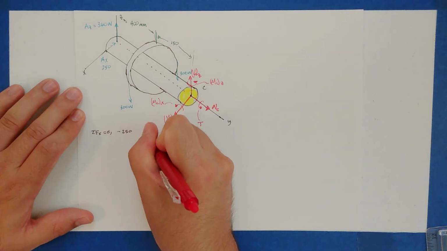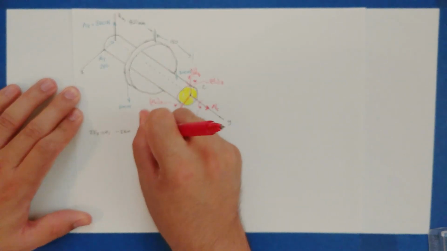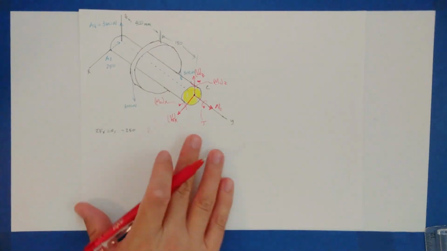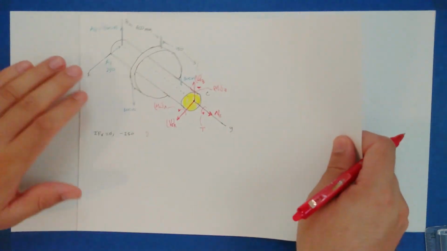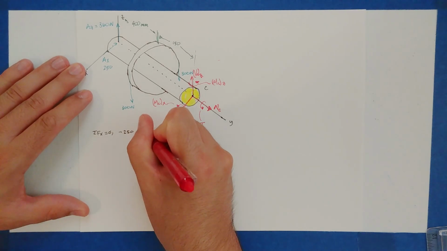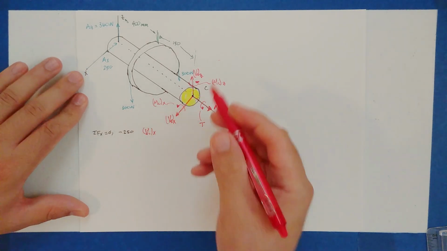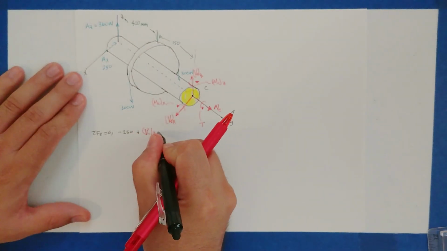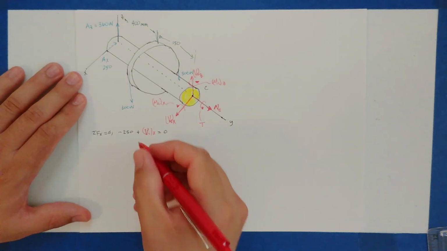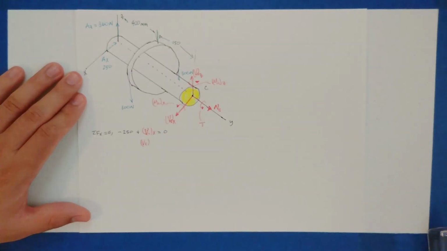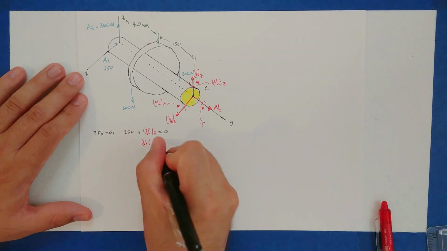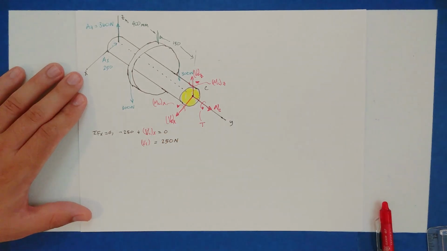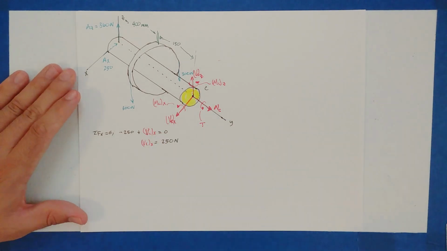It's unknown. So let me erase that. Let me put a sheet of paper underneath. Sorry. So this shear force at point C about the X-axis, we assumed to be pointing towards positive X, so that's a positive shear force. And we got nothing else. So from here we can solve for the shear force at C in the direction of the X-axis. I'm going to move this to the other side, so this is going to be equal to 250 newtons. This is in the X.